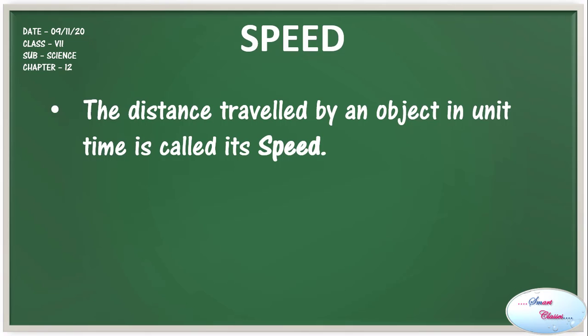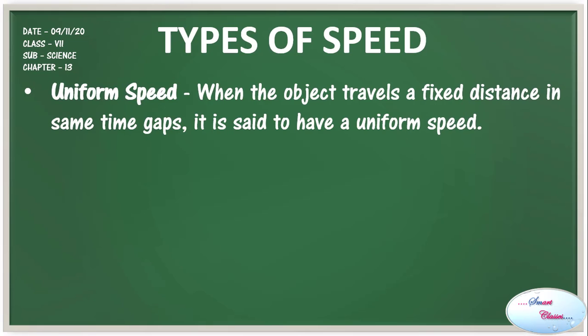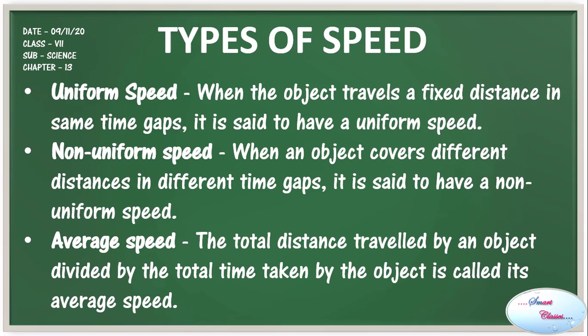Types of speed: uniform speed, non-uniform speed, and average speed. Uniform speed: when the object travels a fixed distance in same time gaps, it is said to have a uniform speed. Non-uniform speed: when an object covers different distances in different time gaps, it is said to have non-uniform speed. And average speed is the total distance traveled by an object divided by the total time taken by the object.